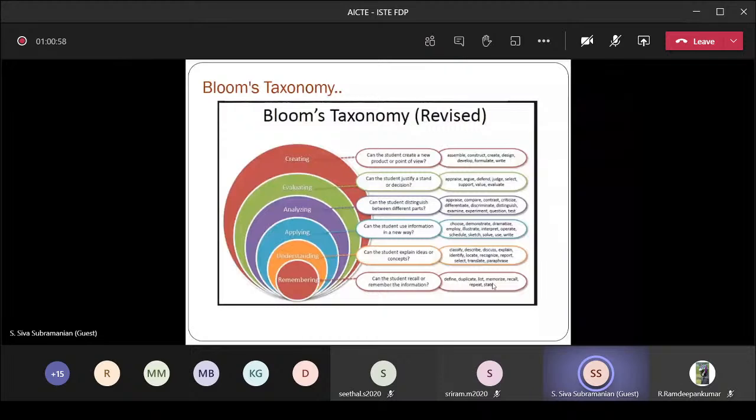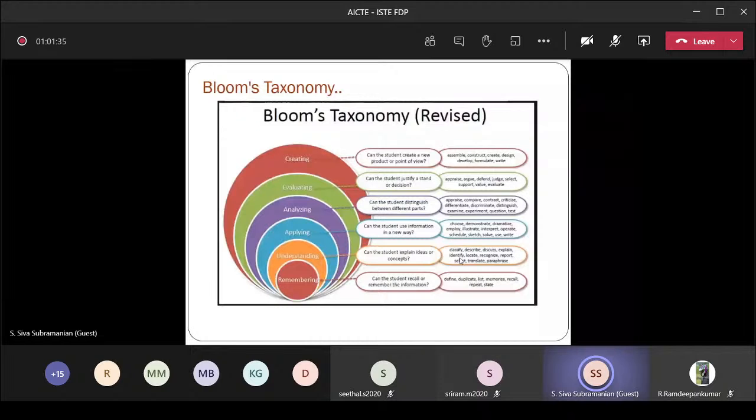The next level of Bloom's is understanding. There you will find the question: can the student explain ideas and concepts? The keywords will be something like classify, discover. Rather than the student reproducing the definition as it is, he will be able to write it in his own words. When you can make that sort of learning happen in their minds, they are at the second level of Bloom's, the understanding level.